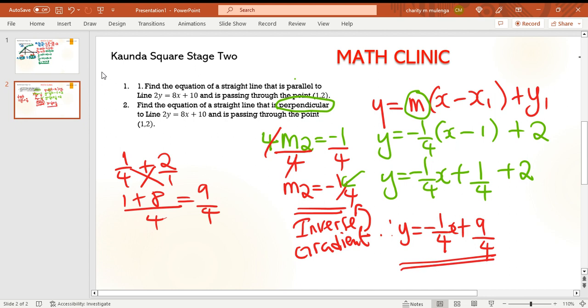In this video, we learned how to find the equation of a straight line, how to find a parallel line, and how to find a perpendicular line.